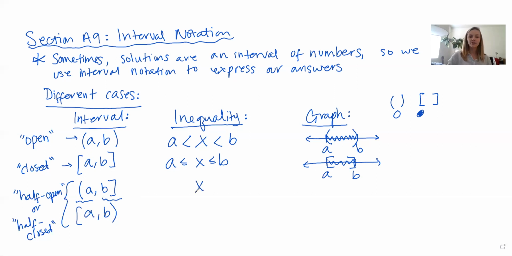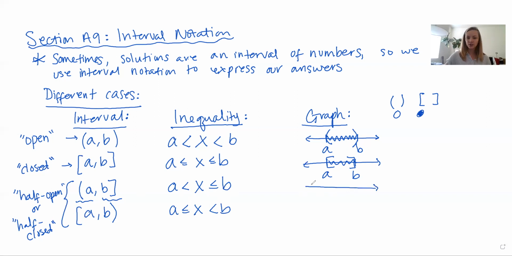So now we still have our X in the middle. In our first one where we have a parenthesis at A, we're going to have a less than, and then A on the left. And then since B has a bracket, we're going to have less than or equal to B. And then it'll just be switched for the one below because we have a bracket at A. So we're going to have A less than or equal to X, and then less than B because of this parenthesis.